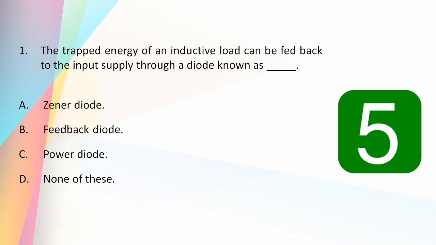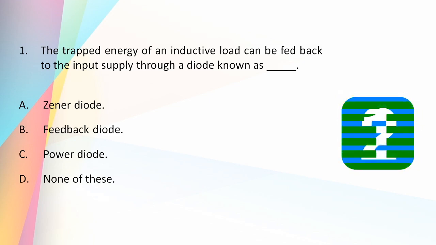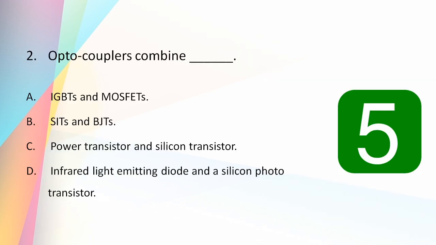Let us get started. The trapped energy of an inductive load can be fed back to the input supply through a diode known as: Zener diode, feedback diode, power diode, none of these. And the answer is feedback diode. A feedback diode provides a return path for current back to the supply. And these diodes also help in preventing the load voltage from increasing towards a no load value.